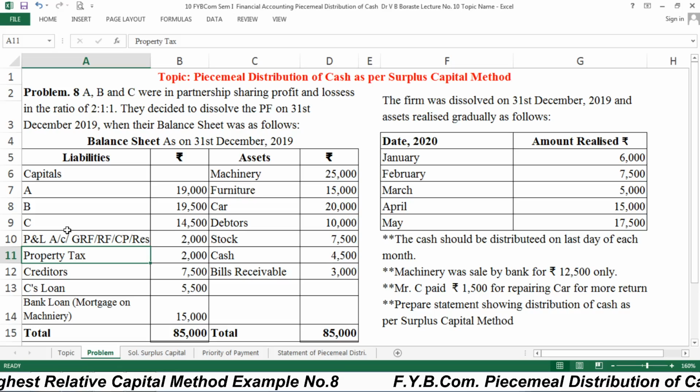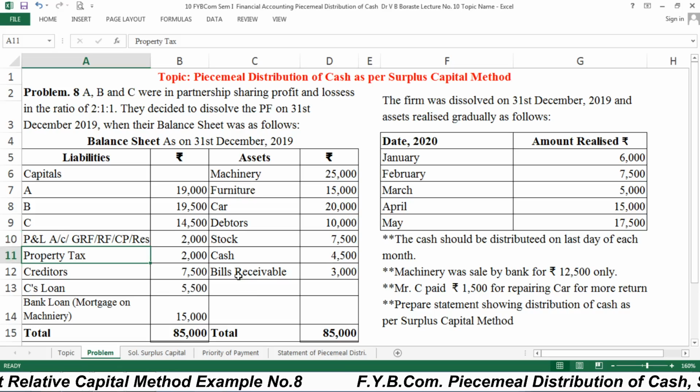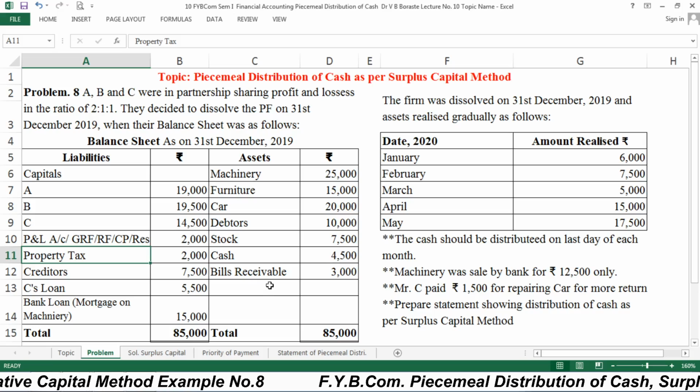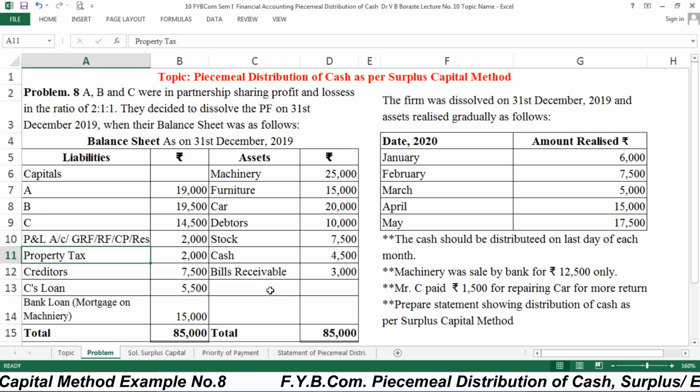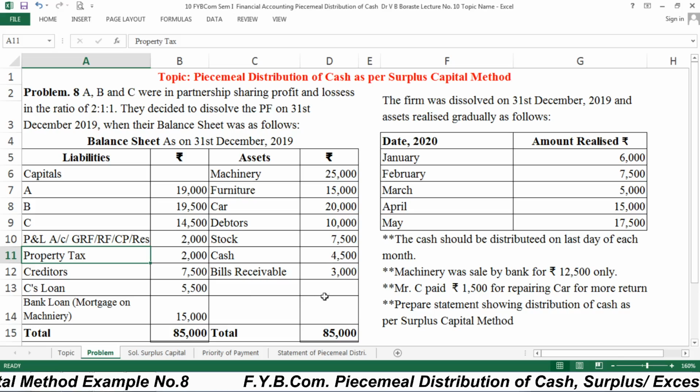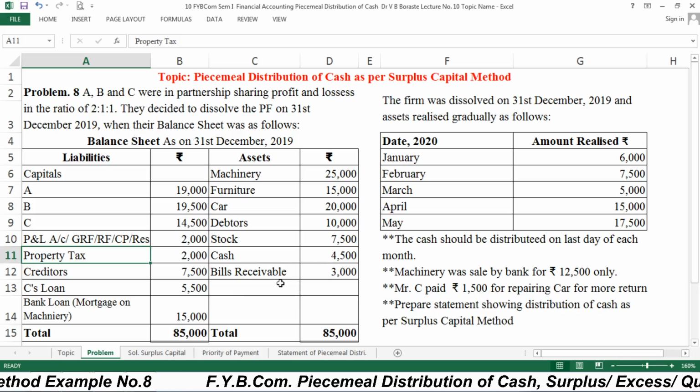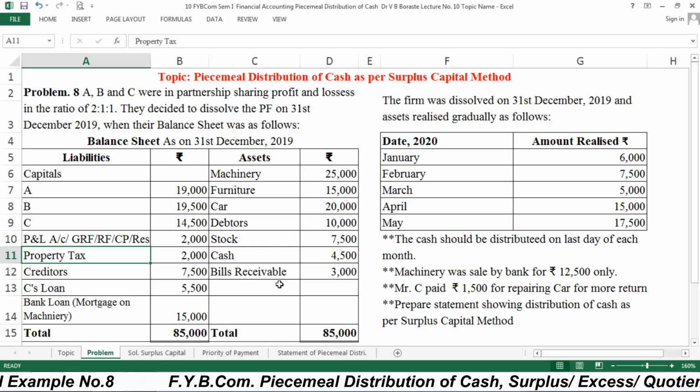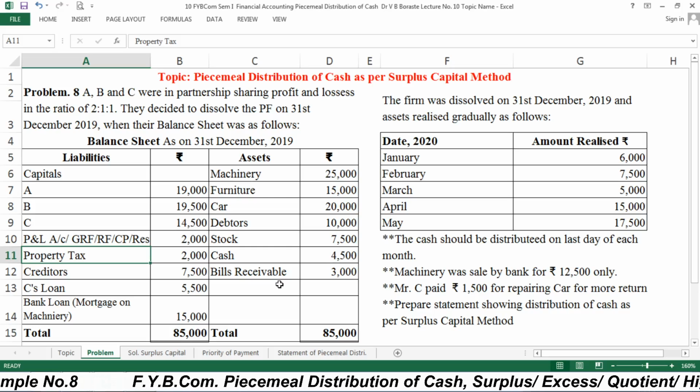In the same way, if on the asset side there is a profit and loss account, that means in that particular year there is a loss. So in that case, a profit and loss account on the asset side means that there is a loss. So the loss should be borne by the partners.